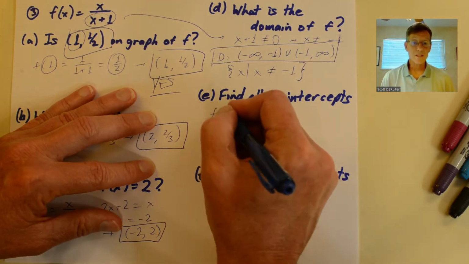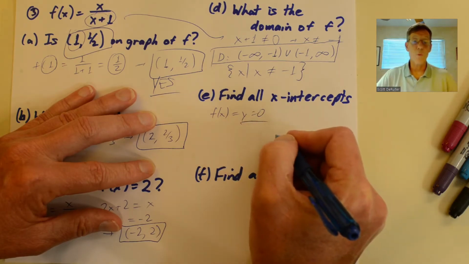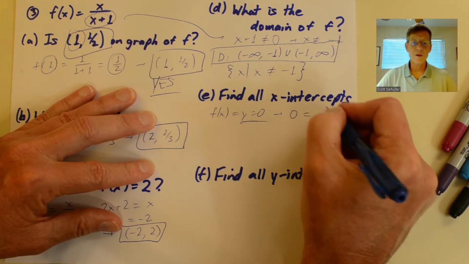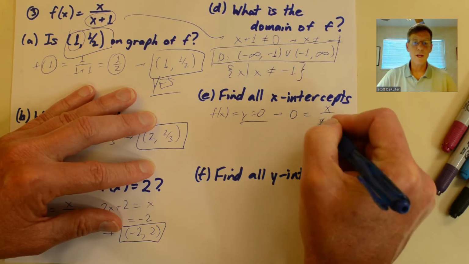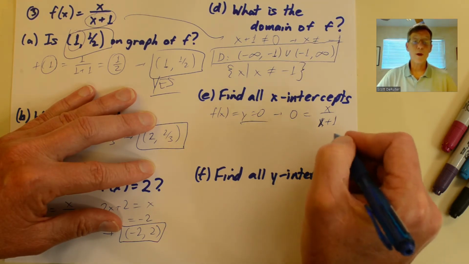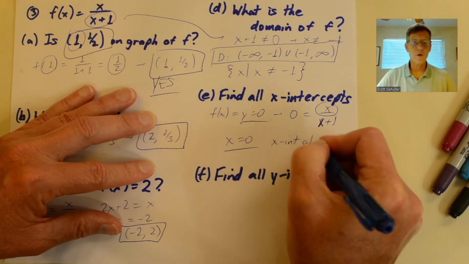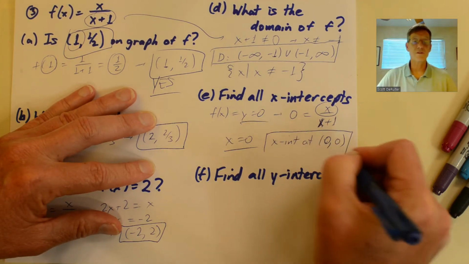If we're looking for x-intercepts, we want to set the function, or the y value, to 0 and just solve. So 0 equals the function, x over x plus 1. That would mean the numerator has to be 0, and that's x equals 0. So that means (0, 0) is the x-intercept.